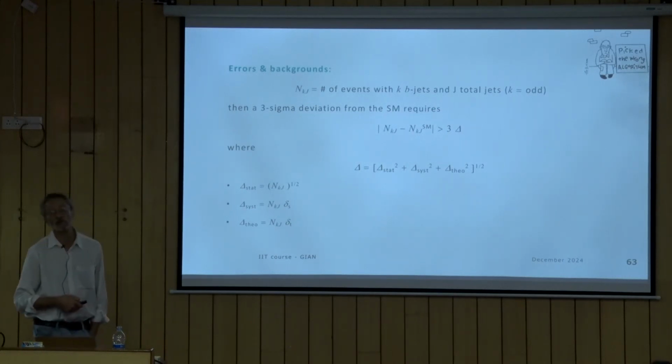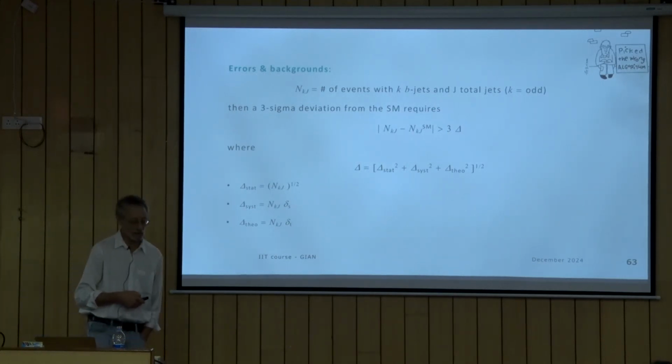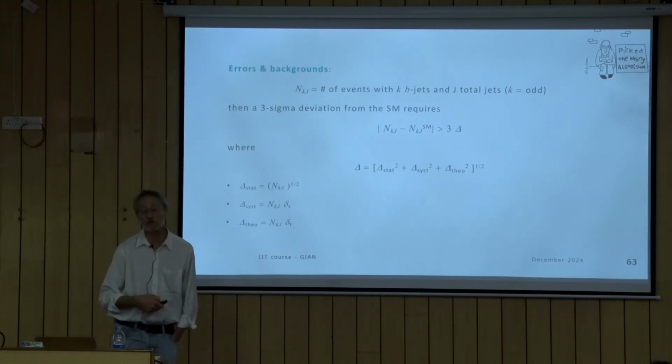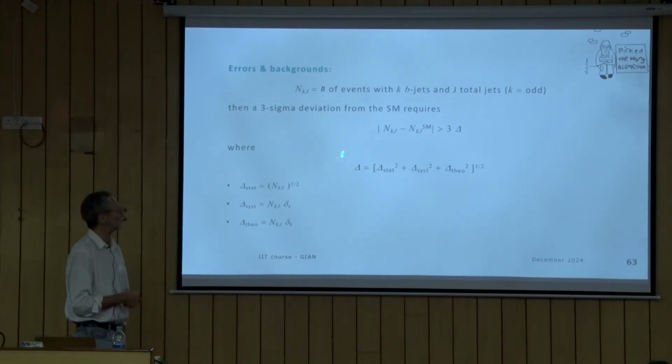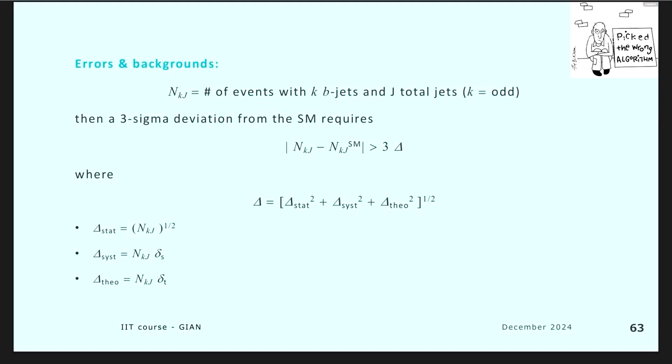And if you want to have an exclusion limit on the type of new physics that might produce this violation that I'm talking about, you want this condition: the prediction from the standard model minus the prediction of your theory, that is standard model plus effective theory, has to be 3 times larger than an error. This is the 3 sigma condition. This error is a sum of 3 errors.